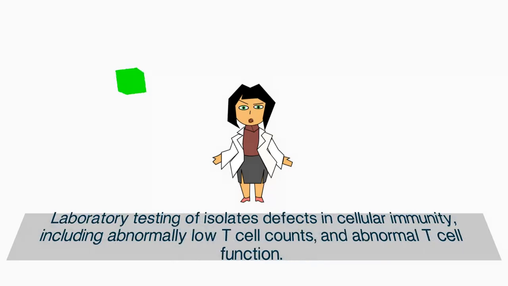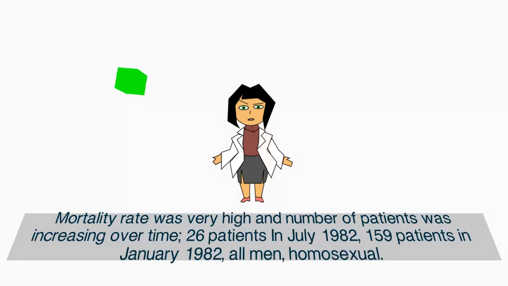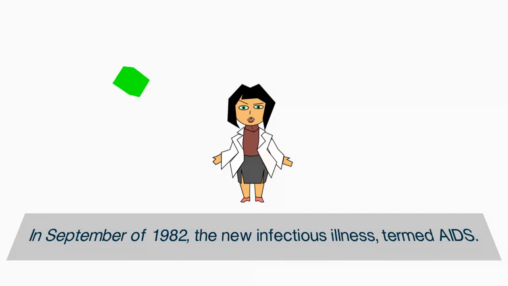Laboratory testing of isolates found defects in cellular immunity, including abnormally low T-cell counts and abnormal T-cell function. The mortality rate was very high and the number of patients was increasing over time: 26 patients in July 1981, 159 patients in January 1982, all men, homosexual. In September of 1982, the new infectious illness was termed AIDS.